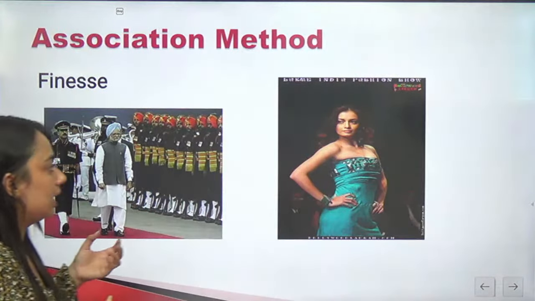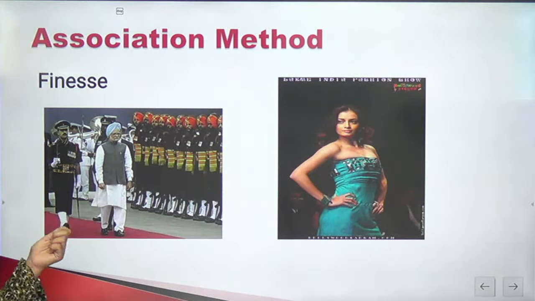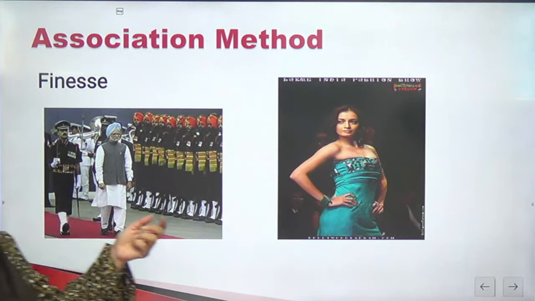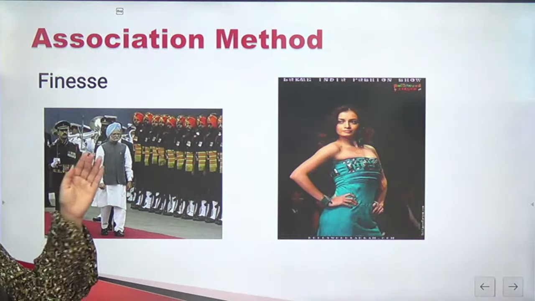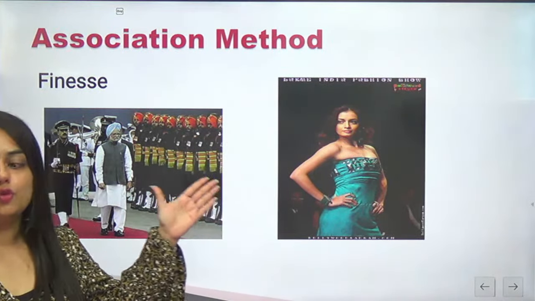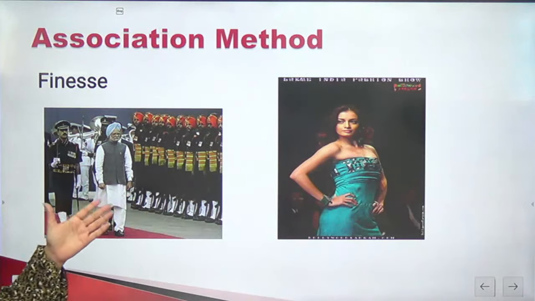If you look at these pictures, the first one is of Manmohan Singh and the next one is an actress, Diya Mirza. So what can be the probable meaning of thinness? What are these two personalities known for? Yes guys, any guesses?